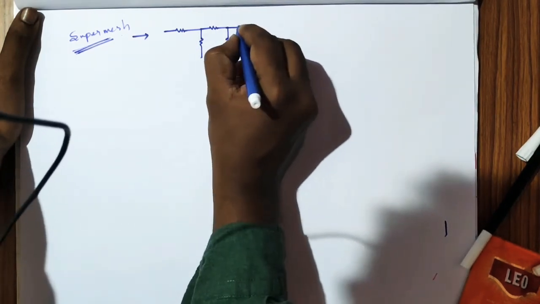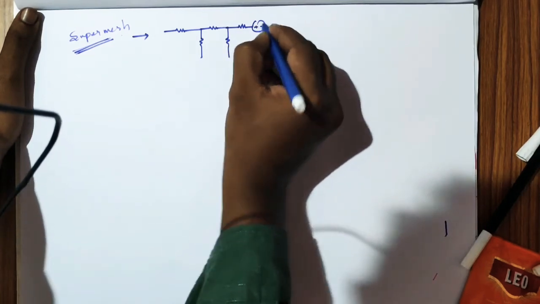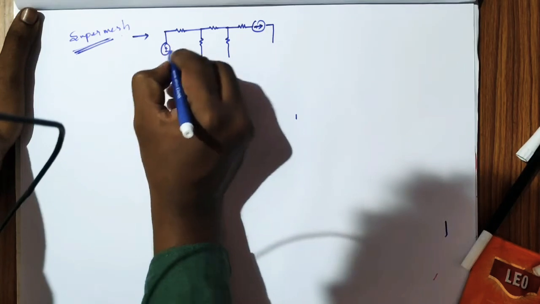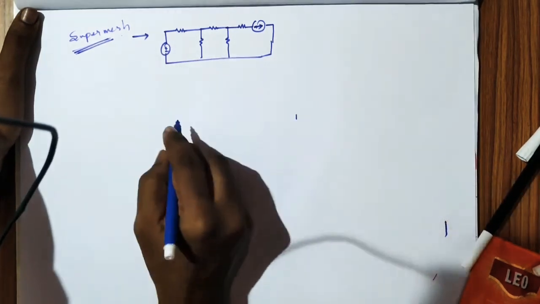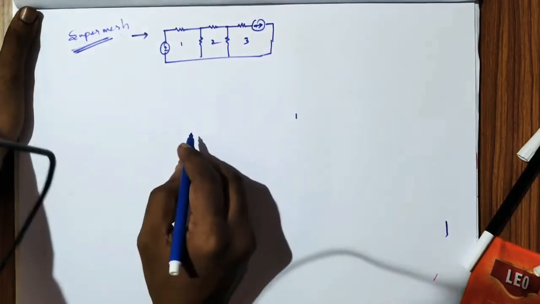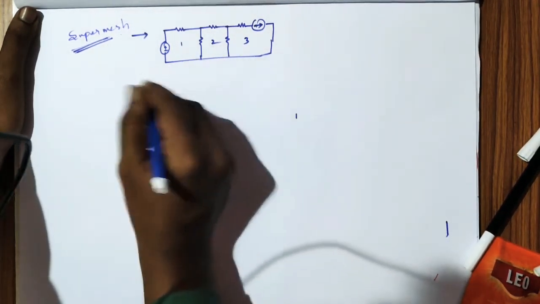And if you have, for example, a source like this. So here, how many meshes are there? This is mesh 1, this is mesh 2, mesh 3. In this circuit, there is no super mesh equation.